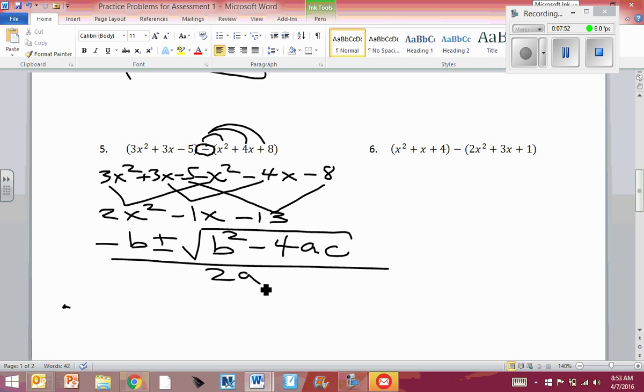So let's label over here who's A, B, and C. I don't remember the last time we did this. A is going to be a 2. It's the number in front of the square. B has to be a negative 1. You don't just take the number, put the sign, and then 13 for the C.